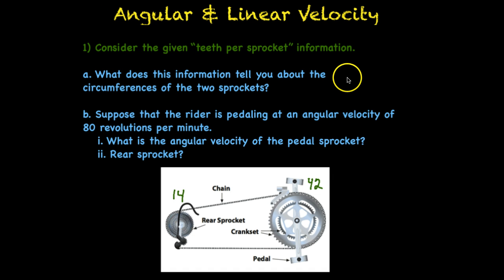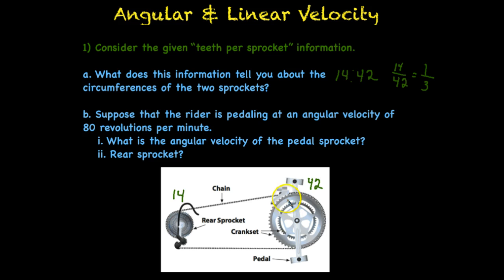All right, if you set this up, we know that we have a ratio of 14 to 42. Or we could write it as 14 over 42, which reduces to 1/3, or 1 to 3. In other words, this bigger sprocket is 3 times larger than the smaller. So the circumference of the bigger sprocket is 3 times bigger.